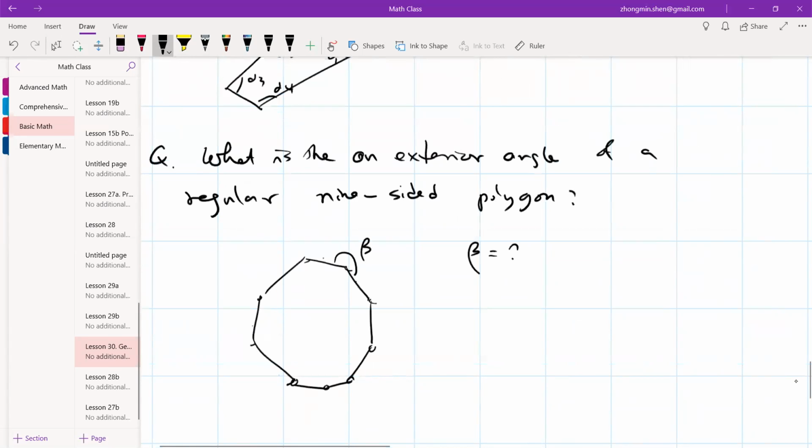And then what is the interior angle? Are all the angles the same? Yeah, the interior angle is the same. 1, 2, 3, 4, 5, 6, 7, 8, 9.